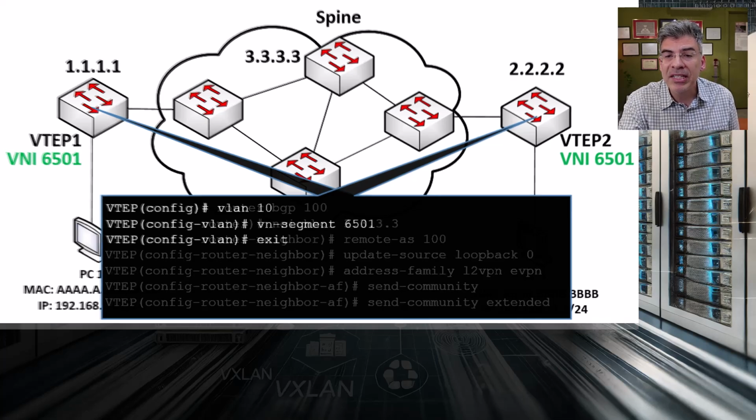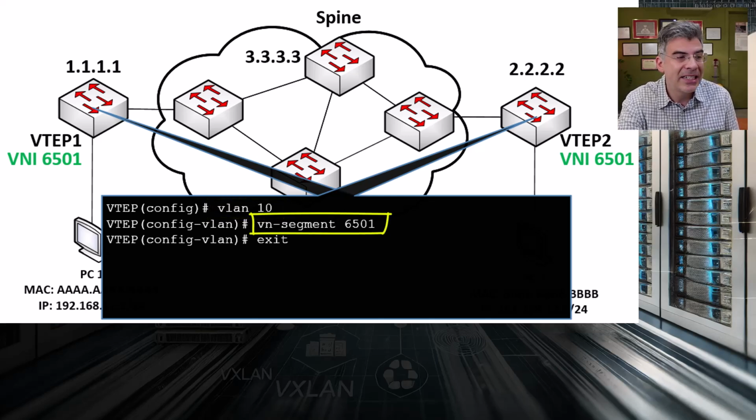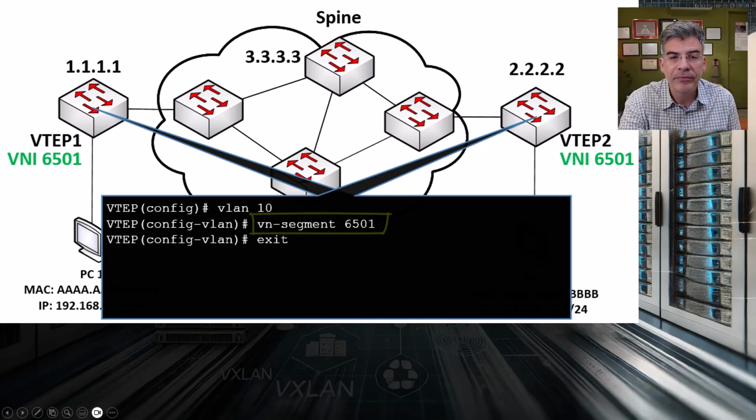Now the last thing we must configure are the commands on the VTEPs that enable the VXLAN operation. Specifically, we must configure the VNI and the NVE interfaces. To do this, we start by configuring the VLAN on which the PCs are connected. In our case, these ports are configured on VLAN 10. So we go into the VLAN configuration mode in our VTEPs and associate that VLAN with VNI 6501.